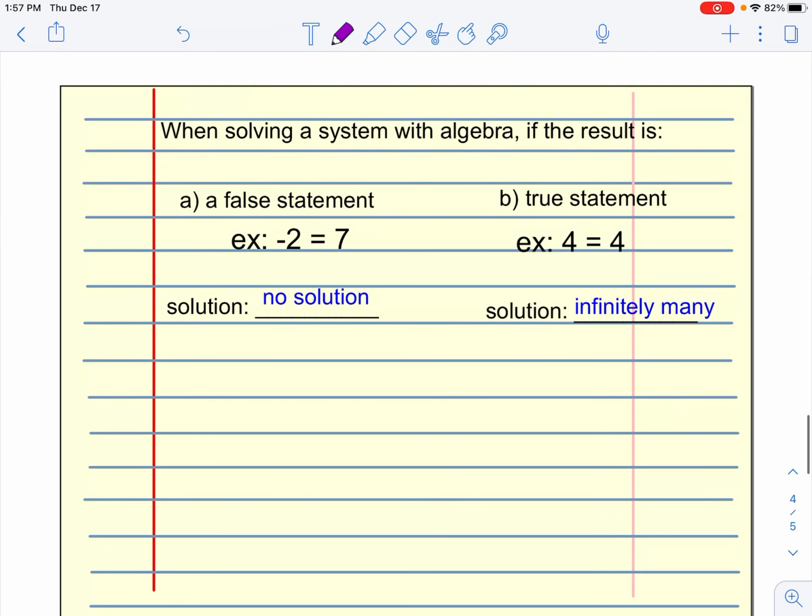All right, so again, reminder, when solving a system with algebra, either substitution or elimination, if the result is a false statement, like negative 2 is equal to 7, we know that's not true, so it's no solution. If it results in a true statement, then you have infinitely many solutions.